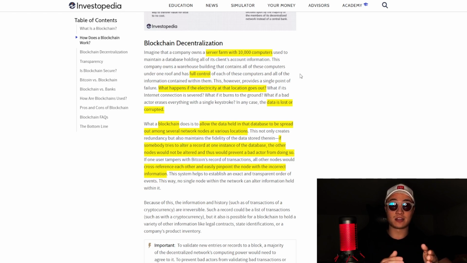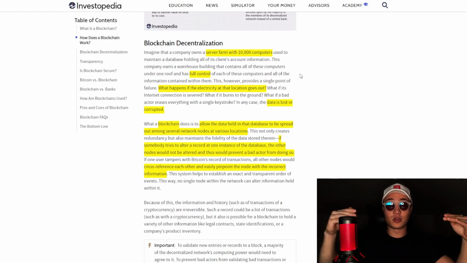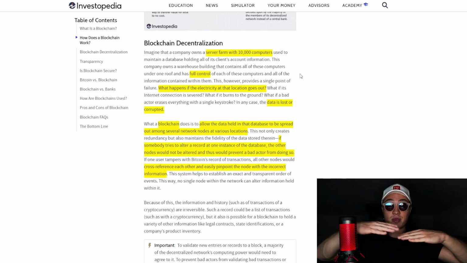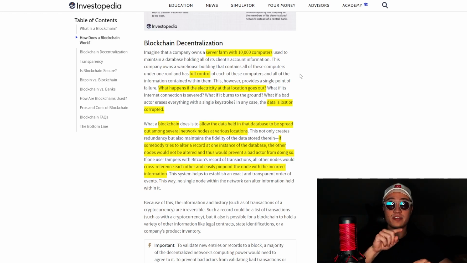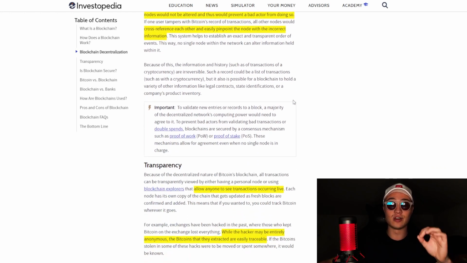So if somebody is a bad actor and trying to change something, these nodes will pinpoint the location. They will cross-reference and pinpoint exactly the node with incorrect information, remove it from the blockchain, and continue working as if nothing happened. That's the beauty of the blockchain.